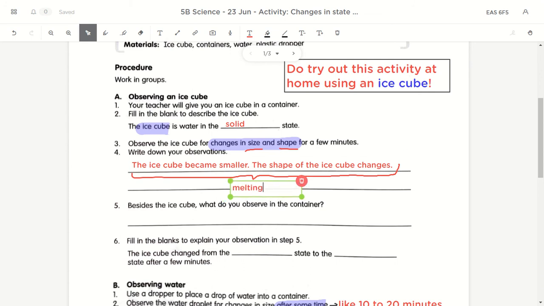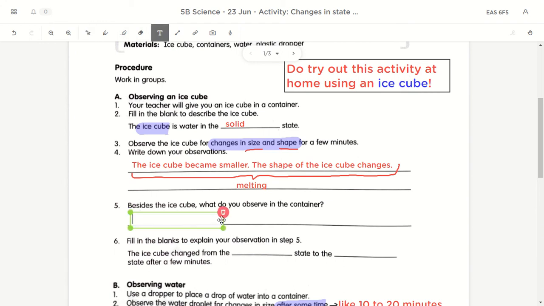Yes, correct, the ice melts, but tell me about your observation. That the size becomes smaller, that the shape is also changing. So this process is called melting. So after a while, the ice melts. What other things do you observe other than the ice cube that is melting? You will also see liquid water.